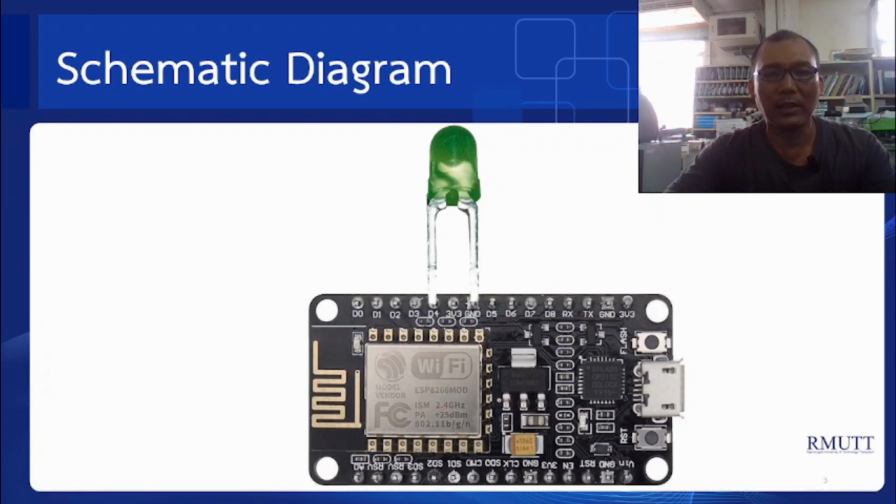And then for the next slide, this is the schematic diagram. Basically, the output I will connect to pin D4 in the ESP8266 microcontroller, and the other pin will be connected to the ground. After we put the source code inside the microcontroller, it will control the light on or off.